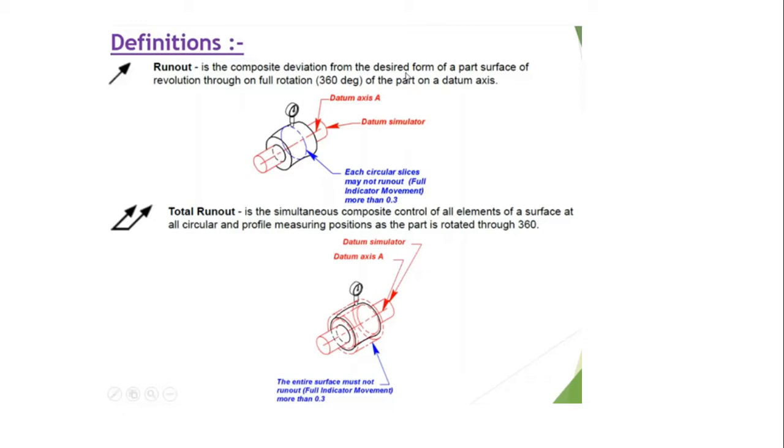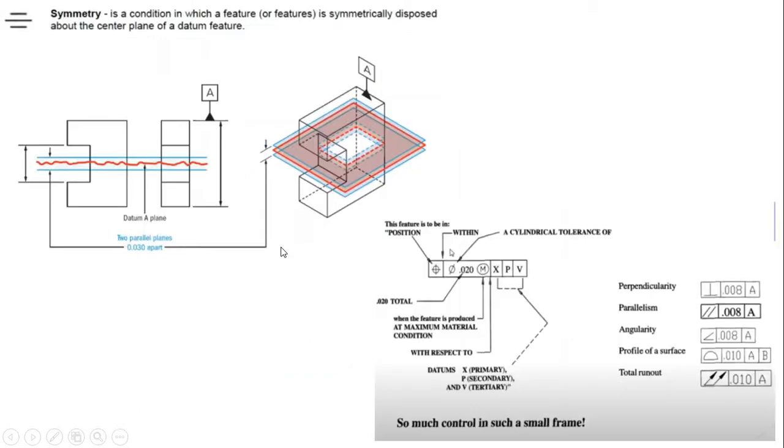And total runout, in the sense, we move our gauge over the entire surface so that we can check the tolerance regions. If it is moving away, as you can see here, we consider that a total runout. The entire surface must not run out. If the full indicator movement is more than 0.3, it should lie under this region. If it is the same, we can consider that it is not under total runout.